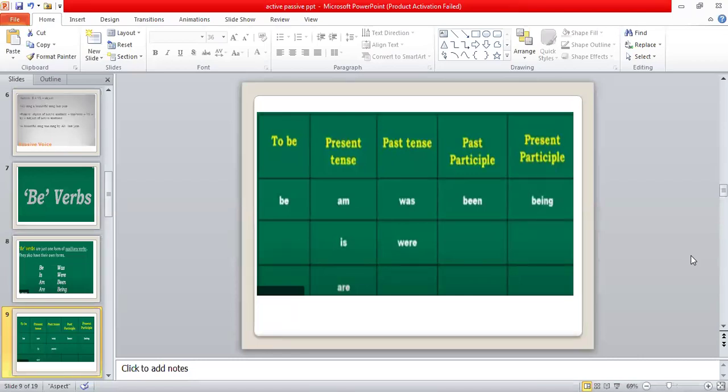Okay, students, you can see over here in the slide that if you are doing the present tense, the forms of be will be am, is, and are. If you are doing the past tense, the forms of be will be was and were. If you are dealing with the perfect sentences like present perfect or past perfect, the forms of be will be been. And if you are changing the continuous sentences like present continuous or past continuous into passive voice, the form of be will be being, which is called the present participle form of be. So in this way, you can easily learn the forms of be. There will be no confusion at all.